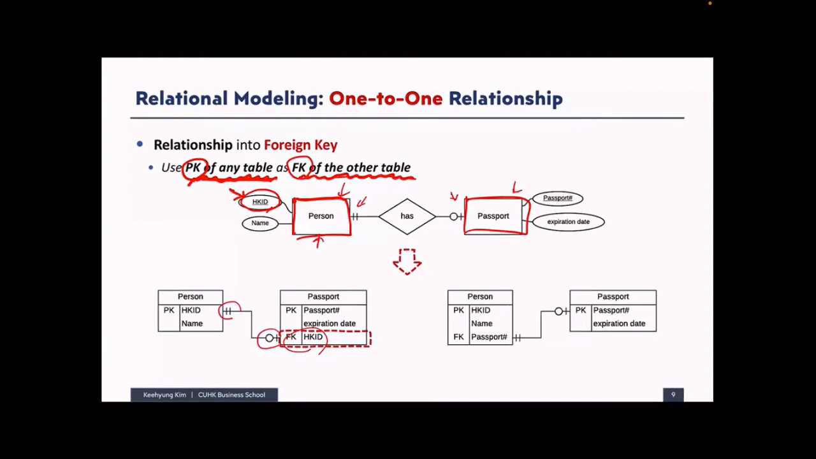Also, you can do it the other way. In the person table, you can use the primary key of the passport table as a foreign key like this. That design is also okay. So when you have a one-to-one relationship in the ER diagram and translate that into a relational model, the rule is very similar to the one-to-many case, but you can add a foreign key in either table. So it doesn't matter actually.